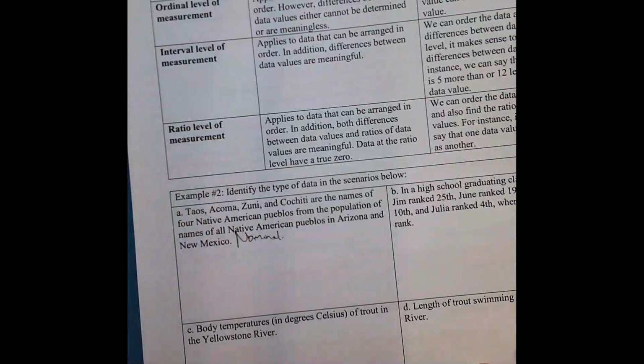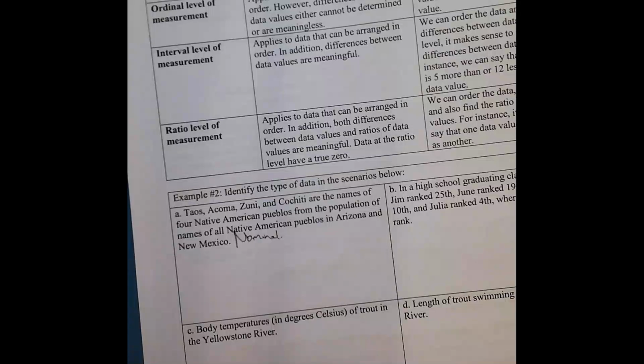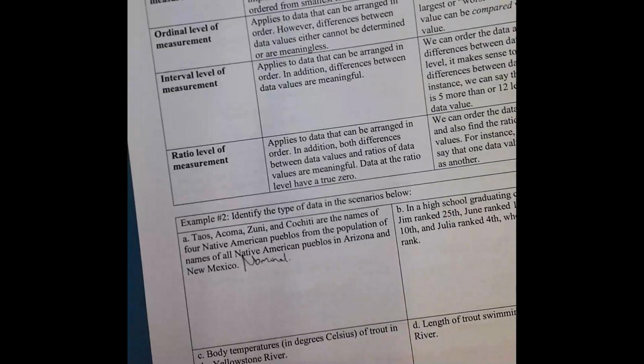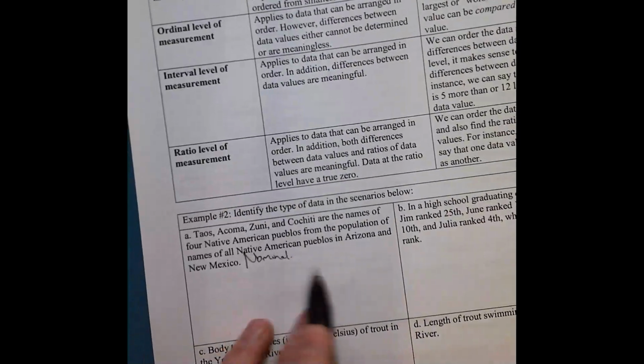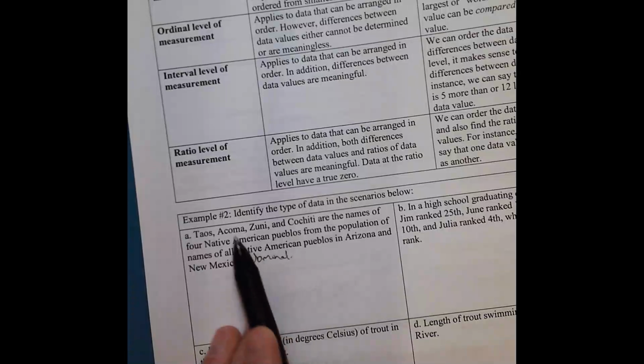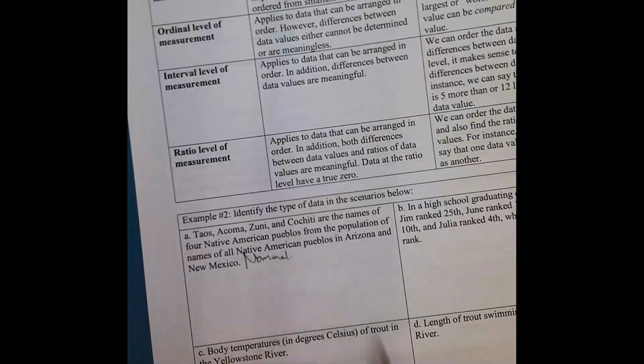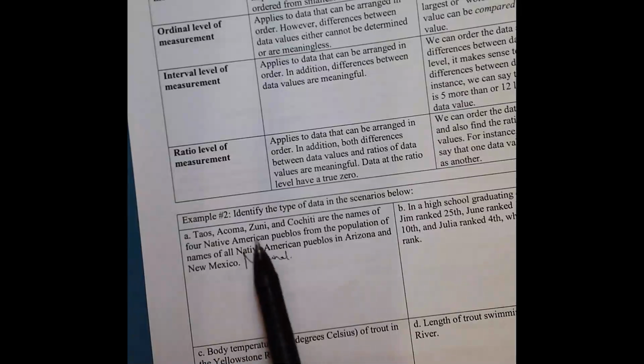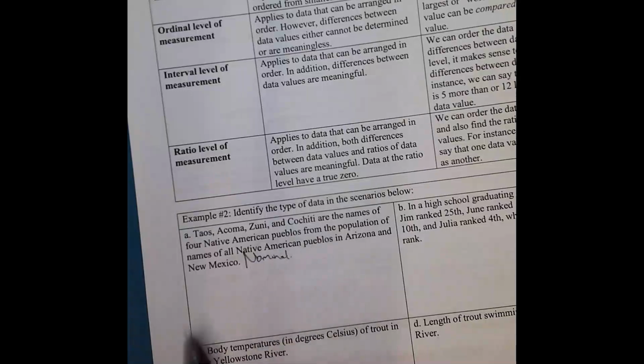Okay, nominal. Basically they're simply names here, and so we cannot make comparisons. These names put the data into groups by their names, but we can't really make comparisons between the groups based on the name.